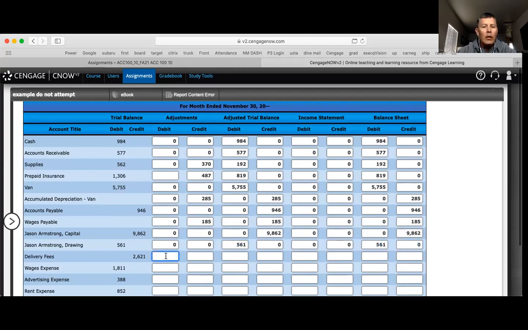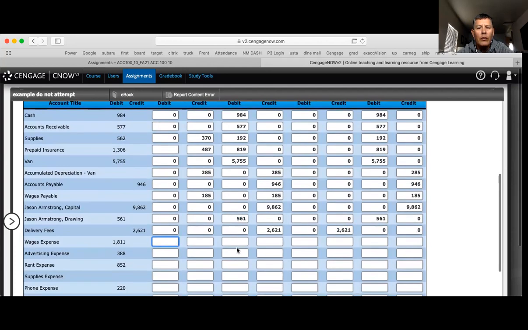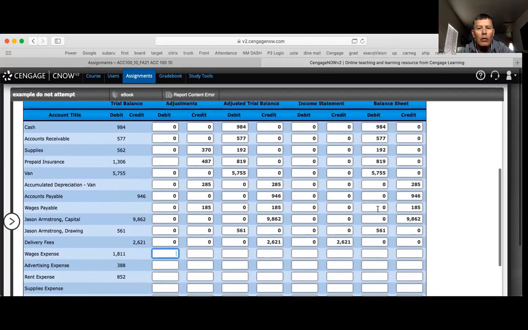Delivery fees, we didn't make any adjustments on delivery fees, and this will be 0 here, but keep in mind, we're going to put this over here, 2621. Now this will go to our income statement. So fees, it has a credit balance of 2621. Notice we didn't make any adjustments here. And then this will be 0 here because this does not go to our revenues. Our delivery fee revenue does not go to our balance sheet.